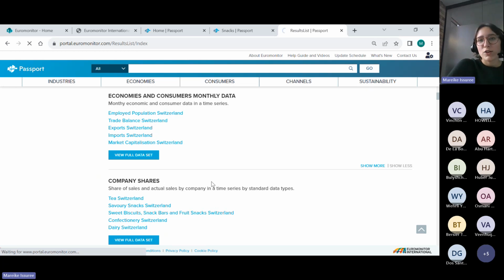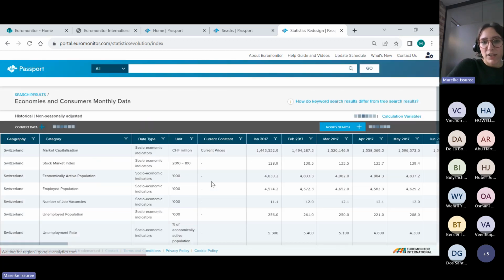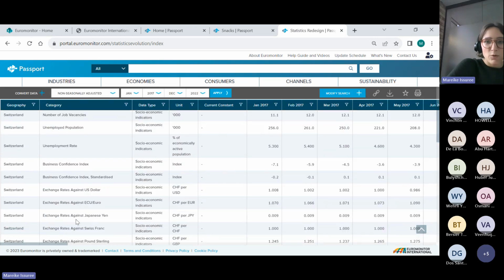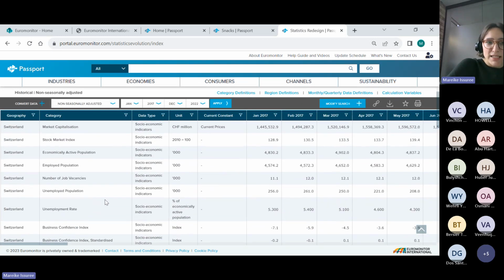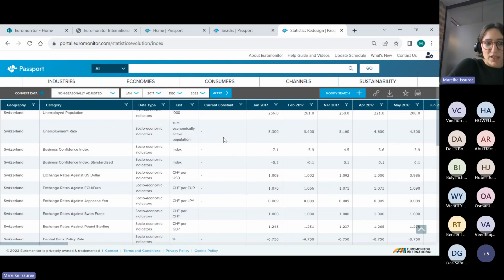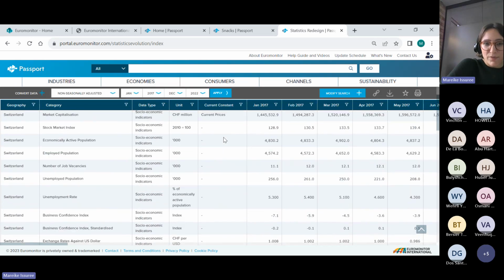So this is a way you can simply search for everything around a specific country. So here we have various indicators that we provide on a monthly basis. And you could adjust the time frame the way you like it, and then simply extract it into Excel. So a lot to discover.